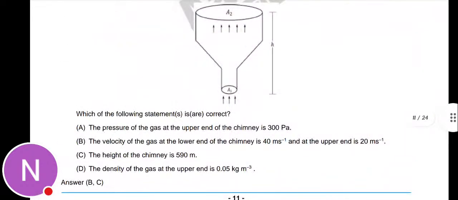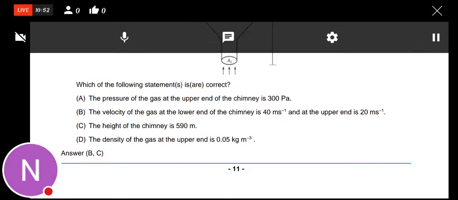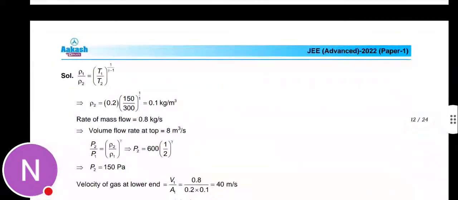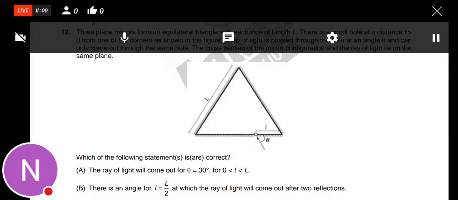So in the above options, in option B, we have got the velocity of the gas at the lower end of the chimney is 40 meter per second and at the upper end is 20 meter per second, that answer we got. The height of the chimney is 590 meter, this also we have got. So both option B and option C are correct for question number 11. Okay, so now moving on to our next question, that is question number 12.